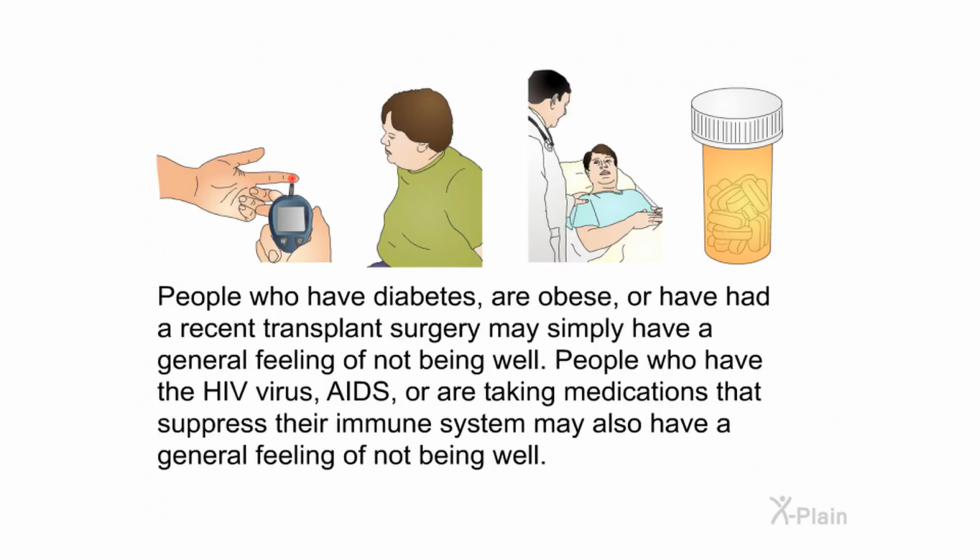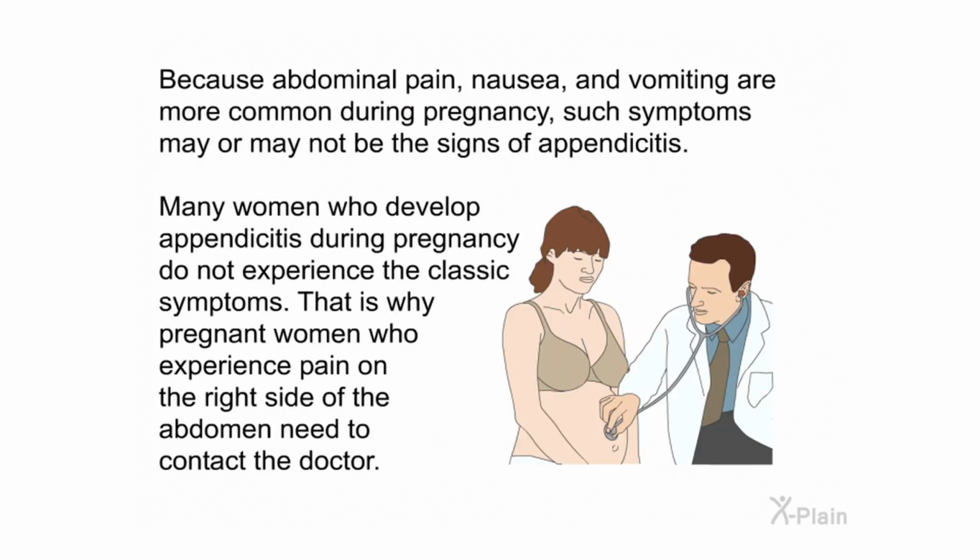People who have diabetes, are obese, or have had a recent transplant surgery may simply have a general feeling of not being well. People who have the HIV virus, AIDS, or are taking medications that suppress their immune system may also have a general feeling of not being well. Because abdominal pain, nausea, and vomiting are more common during pregnancy, such symptoms may or may not be the signs of appendicitis. Many women who develop appendicitis during pregnancy do not experience the classic symptoms. That is why pregnant women who experience pain on the right side of the abdomen need to contact the doctor.